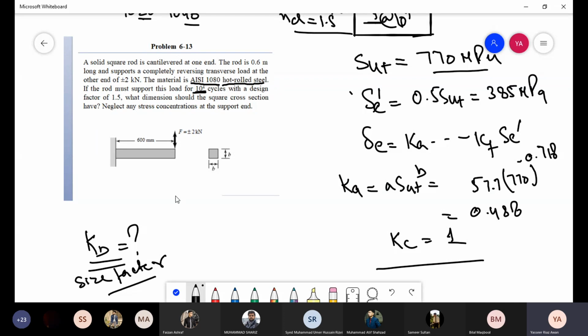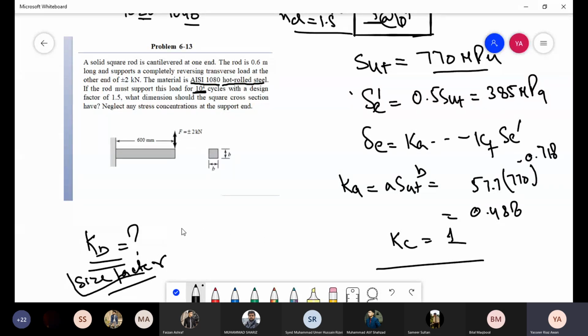The first size factor you should know is for, because our case, जो टेस्ट स्पेसिमेन की वैल्यू है ये जो SE prime है, that is for completely reversed bending. ठीक है. Now in our case the specimen size is different because the cross section is not circular, it is square, and it is non-rotating. ठीक है. So all of these effects are to be taken care of with the size factor. And obviously for calculating the size factor we need to know the dimensions.